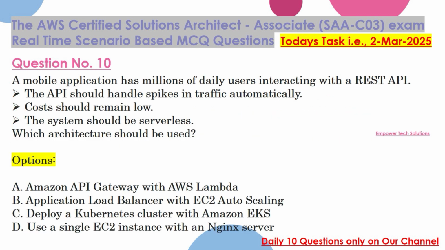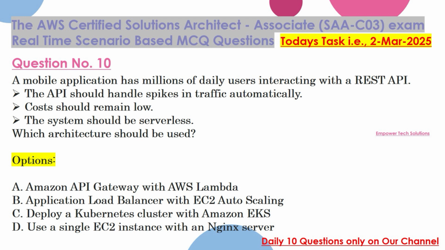Question 10. A mobile application has millions of daily users interacting with a REST API. The API should handle spikes in traffic automatically. Cost should remain low. The system should be serverless. Which architecture should be used?